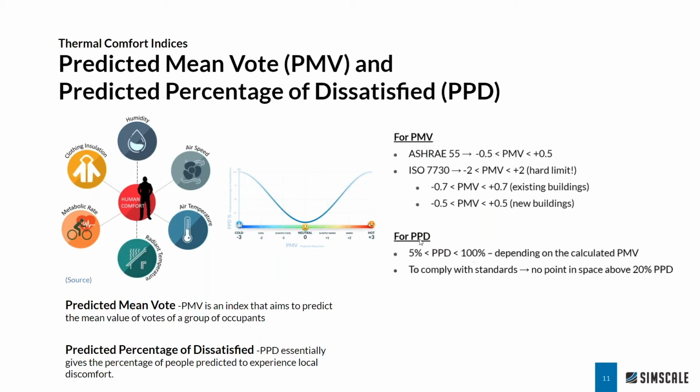And this goes the same for the PPD. PPD is just the percentage of people in discomfort, or the local discomfort the people are actually facing. So if you take a vote of the percentage of people who are feeling discomfort, this gives you the value of PPD. And to comply with standards, there should not be any point in the space that we are going to analyze above 20% of PPD. Anything above 20% of PPD means that there are people who are feeling discomfort.